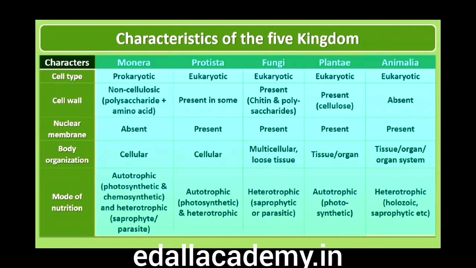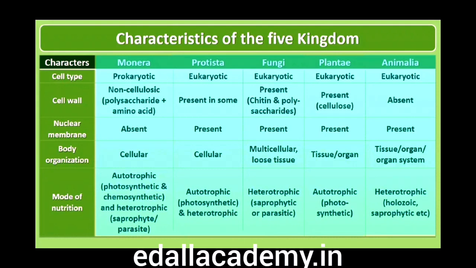Body organization: Monera and Protista are cellular. Fungi are multicellular, loose tissue. Plantae has tissue, organ. Animalia are organized into tissue, organ, organ system. Mode of nutrition: Monera are autotrophic, that is chemosynthetic and photosynthetic, and heterotrophic, that is saprophytic, parasitic. Protista are autotrophic, photosynthetic, and heterotrophic. Fungi are heterotrophic, saprophytic, parasitic. Plantae are autotrophic, photosynthetic. Animalia are heterotrophic, holozoic, saprophytic, etc.